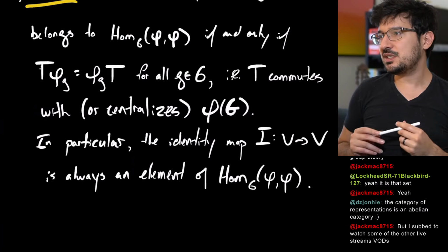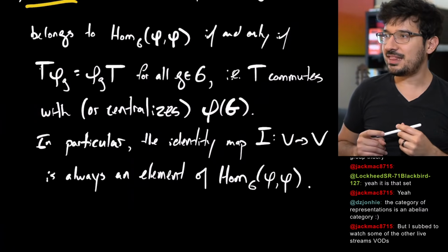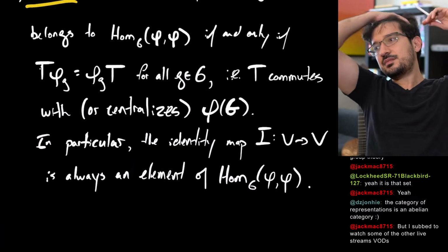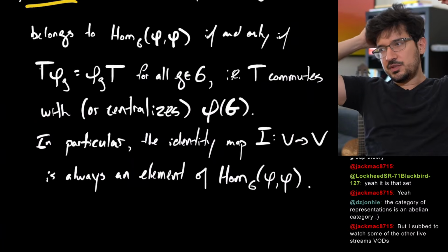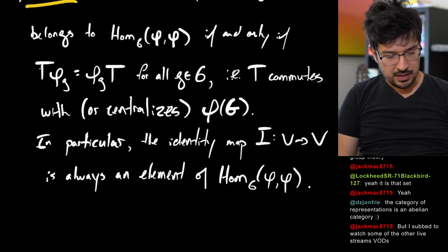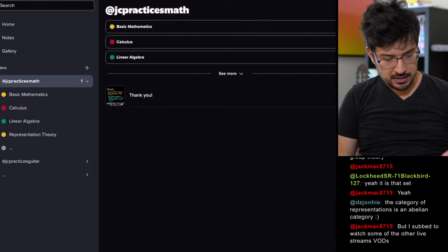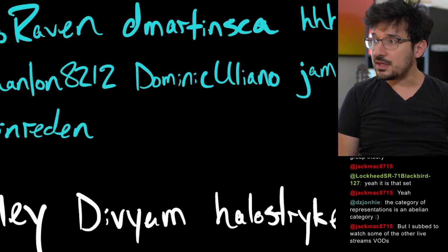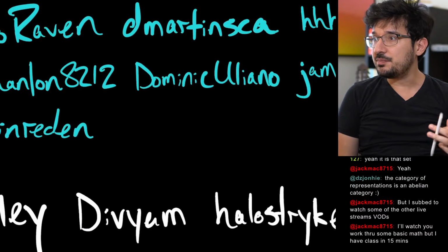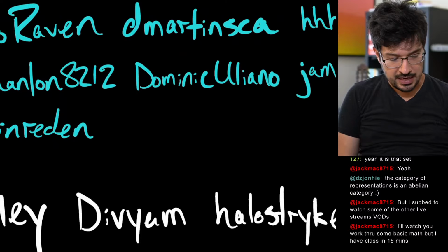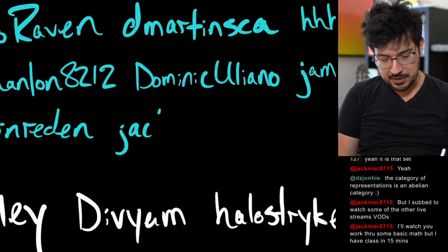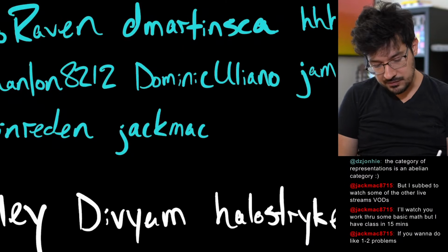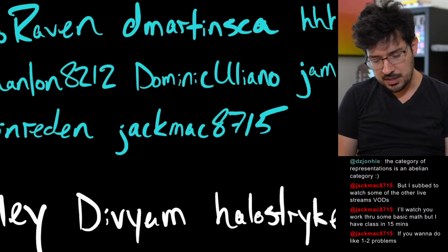The category of representations is an abelian category. I'll get there. I don't even know. Yeah, man, thank you. Nice to meet you. What's your story, Jack? I owe you. Here we go. You're going to get your name in the thank you note. You are a hobbyist and everything, bro. I'll watch you work through some basic math, but I have class in 15 minutes. Okay, yeah. Let's see if I can do one or two real quick for you, dude. Jack Mac 8715, thank you so much for supporting my journey, dude.